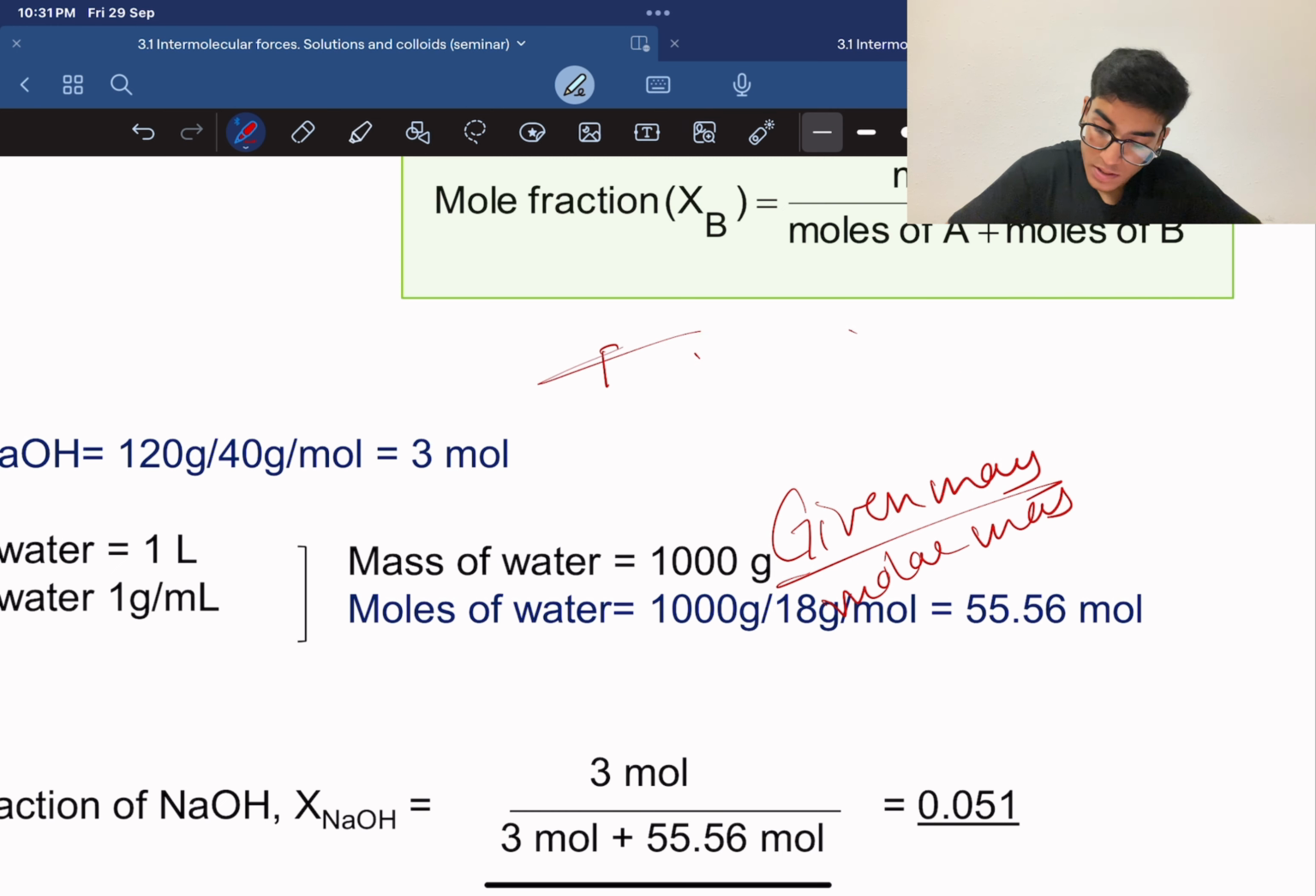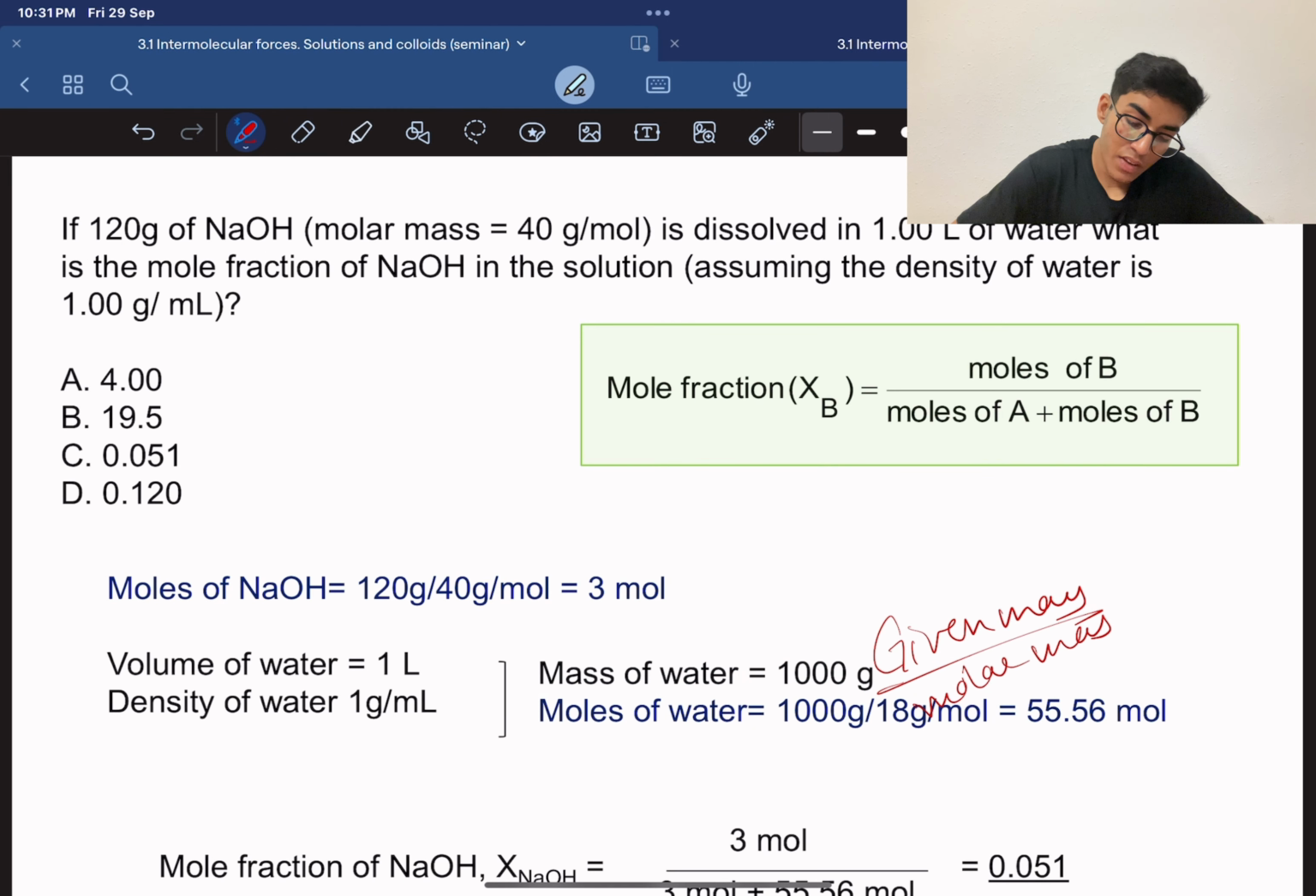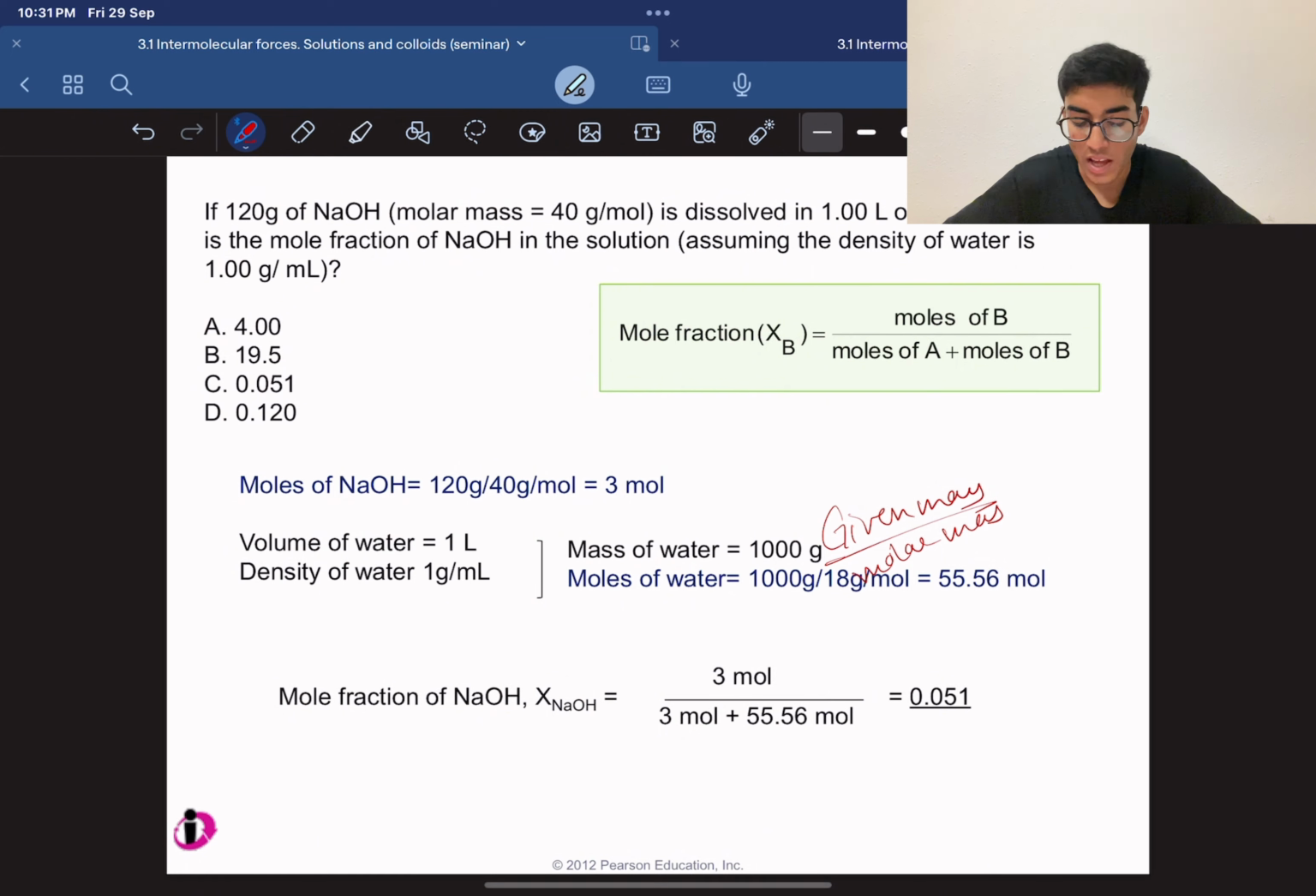Okay, what I mean by this? Let me see. Like say over here they're giving us 120 grams of NaOH. So given mass is 120, and the molar mass of NaOH is 40. Once I get the answer to this, that's the number of moles of NaOH. Simple? Simple enough? I just wanted to explain that.